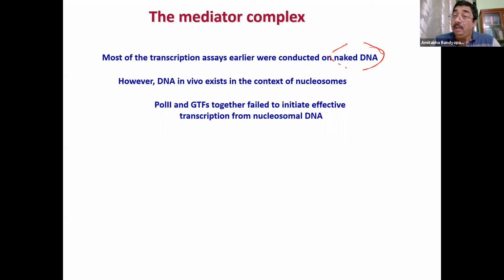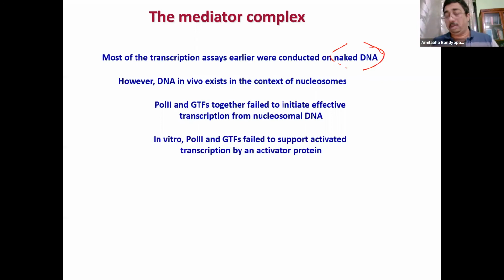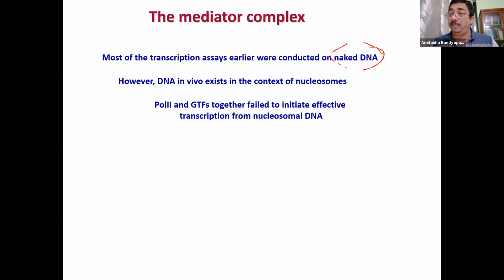Okay, see, when Bob Roeder did his experiments, he showed that you take naked DNA, just pol2 cannot transcribe specifically, very weak transcription, non-specific transcription. You add GTFs, you get a lot of transcription, specific length. But that was naked DNA. That was an artifactual system. The moment you wrap the DNA in nucleosome, Bob Roeder's experiment is not replicable. Then you see that pol2 and GTF cannot initiate transcription. So now you have a new assay, right?